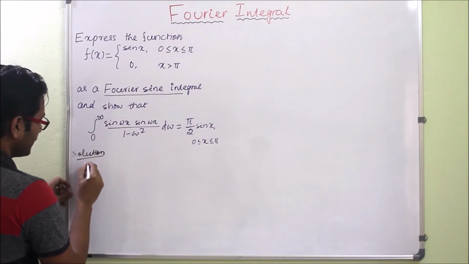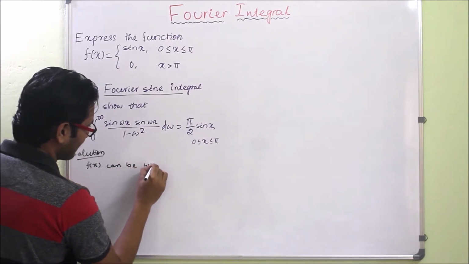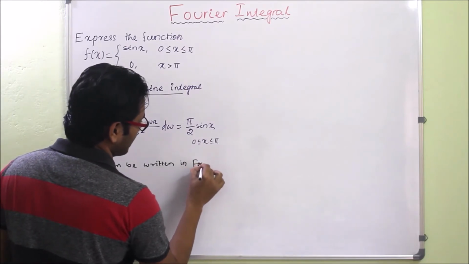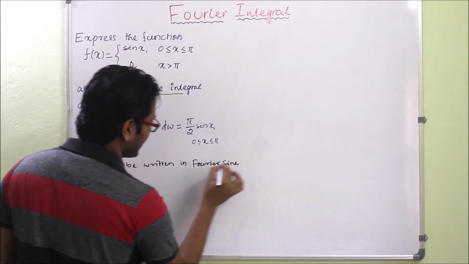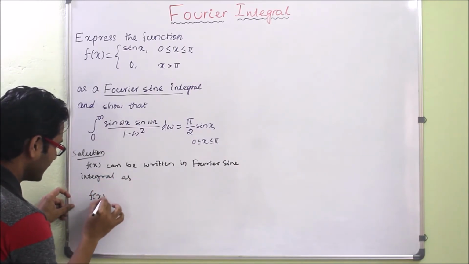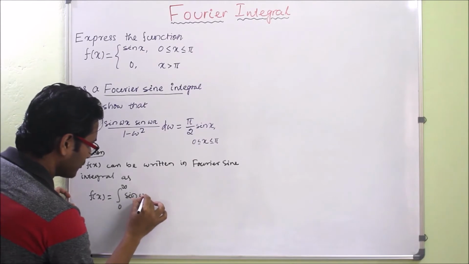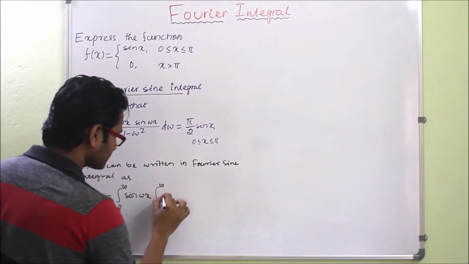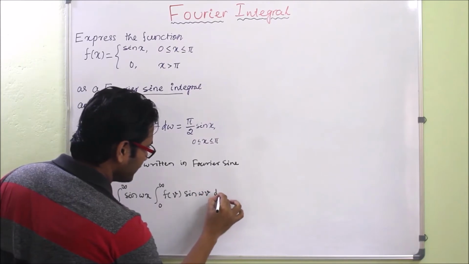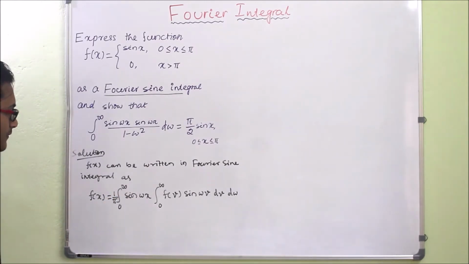So if f of x is a function, f of x can be written as a Fourier sine integral as: f of x equals integral 0 to infinity of sin wx, integral 0 to infinity of f of v sin wv dv dw, and the factor we multiply is 1 by pi. So this is the formula.